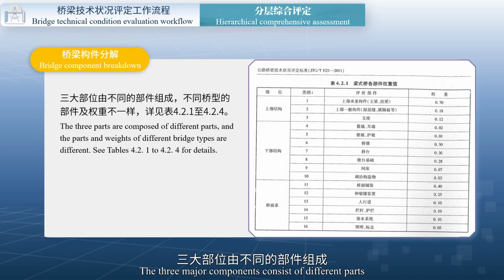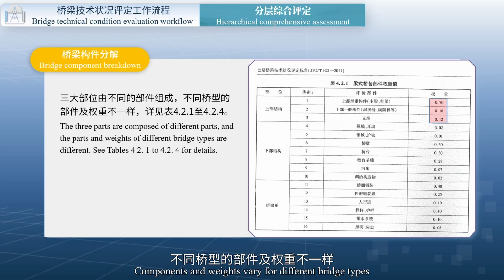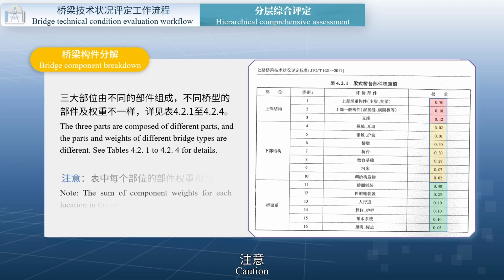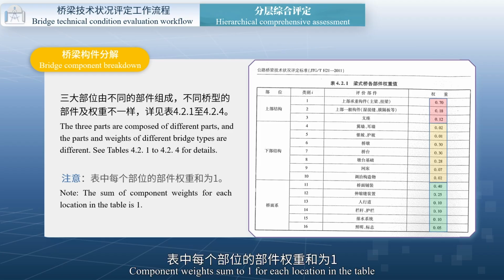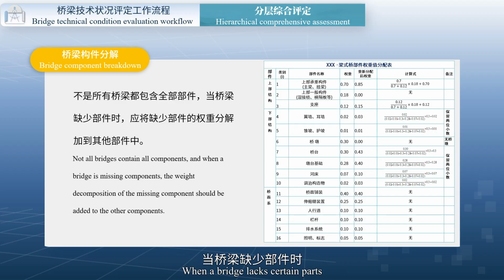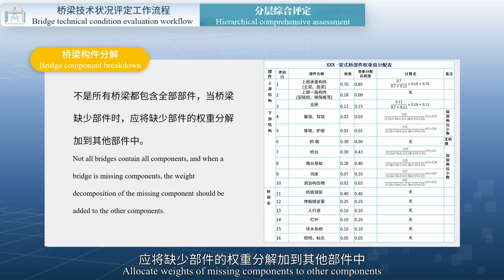The 3 major components consist of different parts. Components and weights vary for different bridge types. Detailed in Tables 4.2.1 to 4.2.4. Caution: component weights sum to 1 for each location in the table. However, not all bridges contain all parts. When a bridge lacks certain parts, allocate weights of missing components to other components.